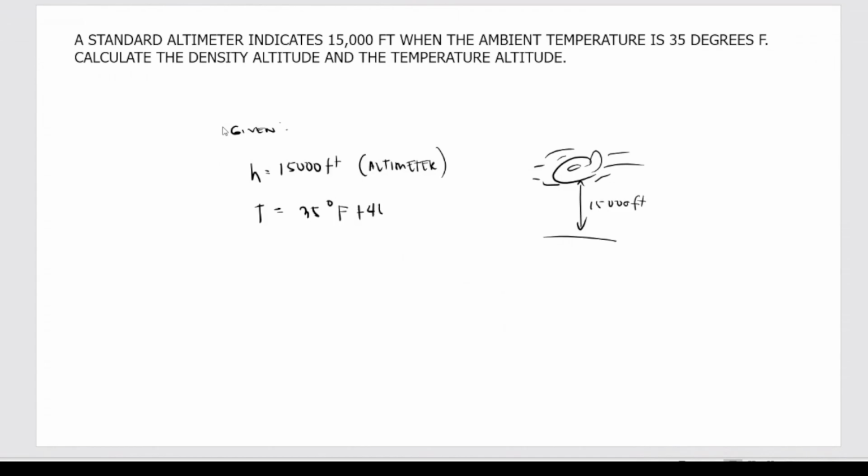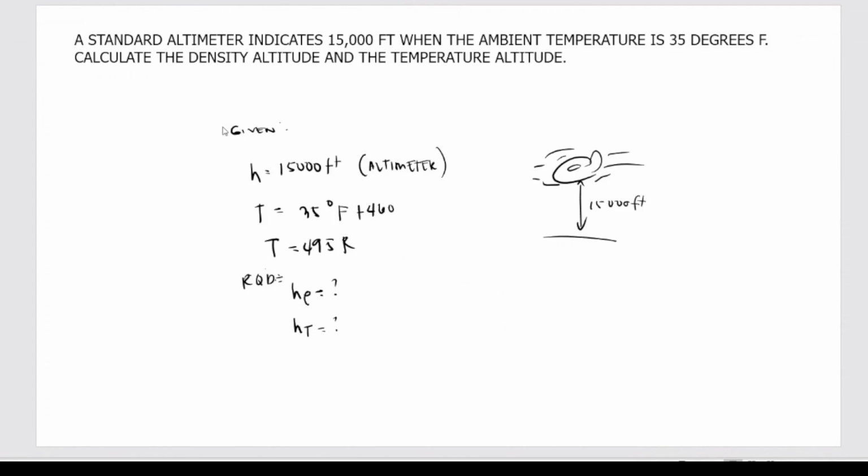So, convert muna natin to sa absolute units. That is 35 plus 460. So, meron tayong temperature of 495 Rankine. So, hinahanap, ang required is the density altitude, that is H sub rho, and H sub T, the temperature altitude.